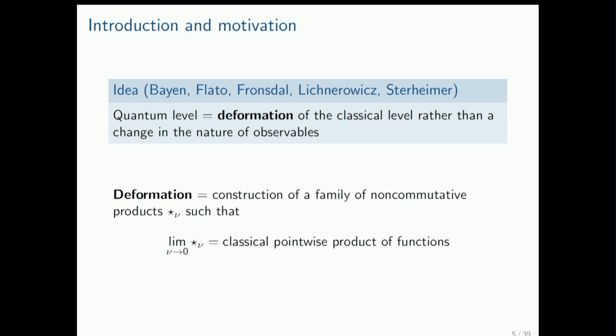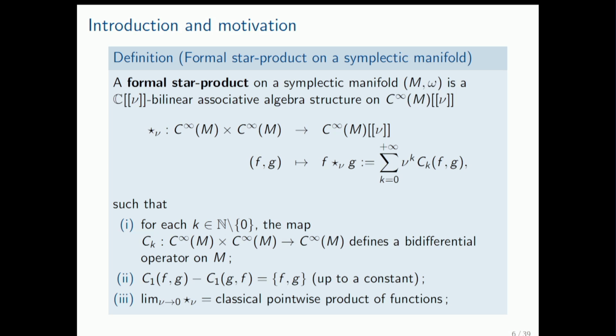But you see, the idea is to start with the classical pointwise product and then to add something, to deform it in order to give rise to a non-commutative construction. So this is, like I said, the notion of star product. And here I have to stress the fact that this is a formal star product, because later I will talk about another type of star product. But first let us define a formal star product on a symplectic manifold.